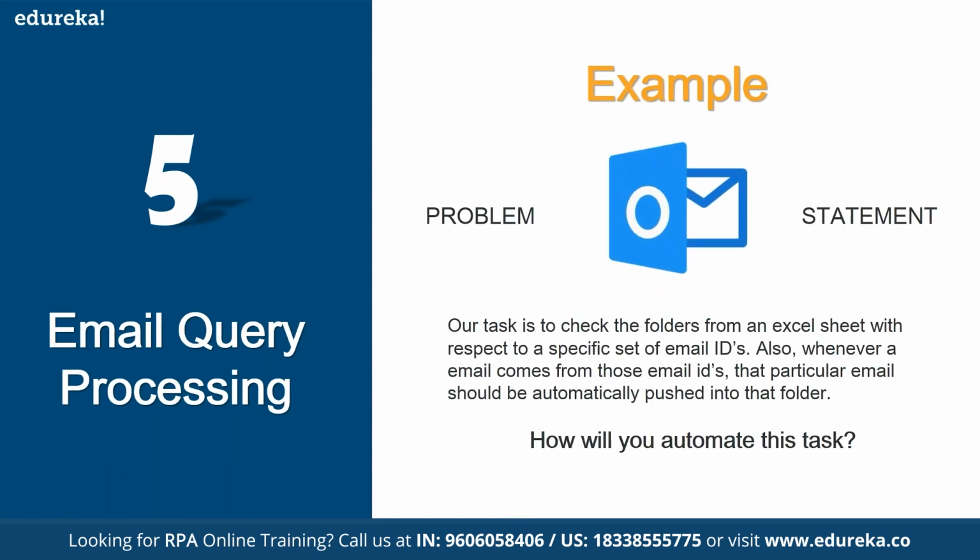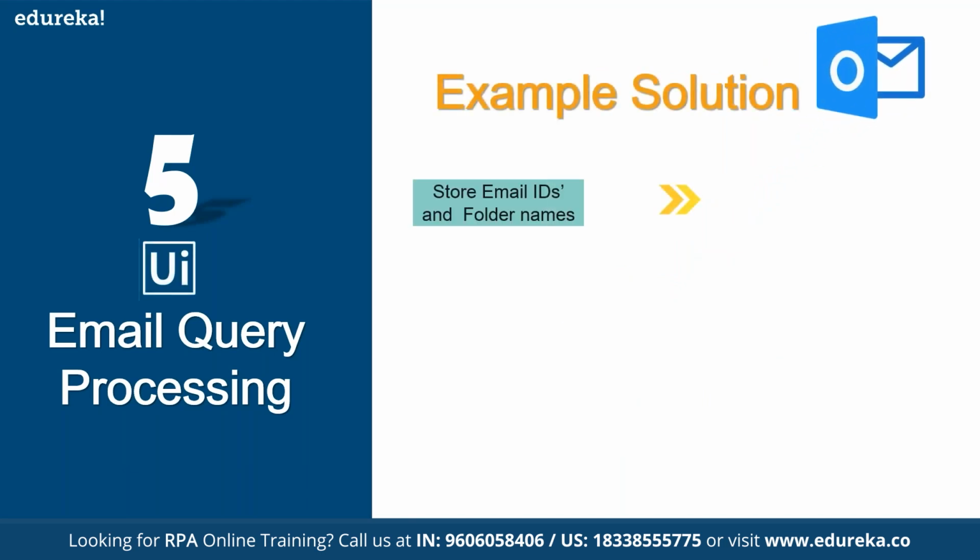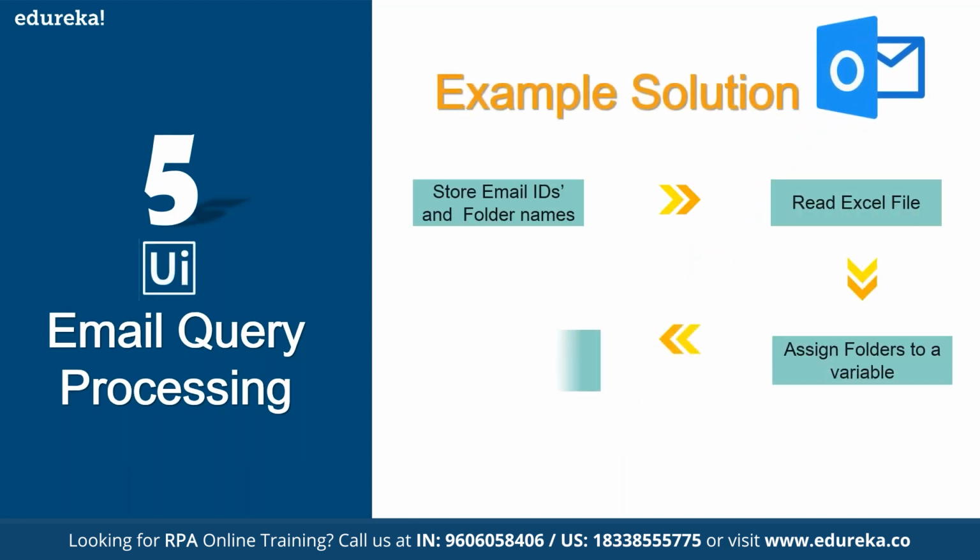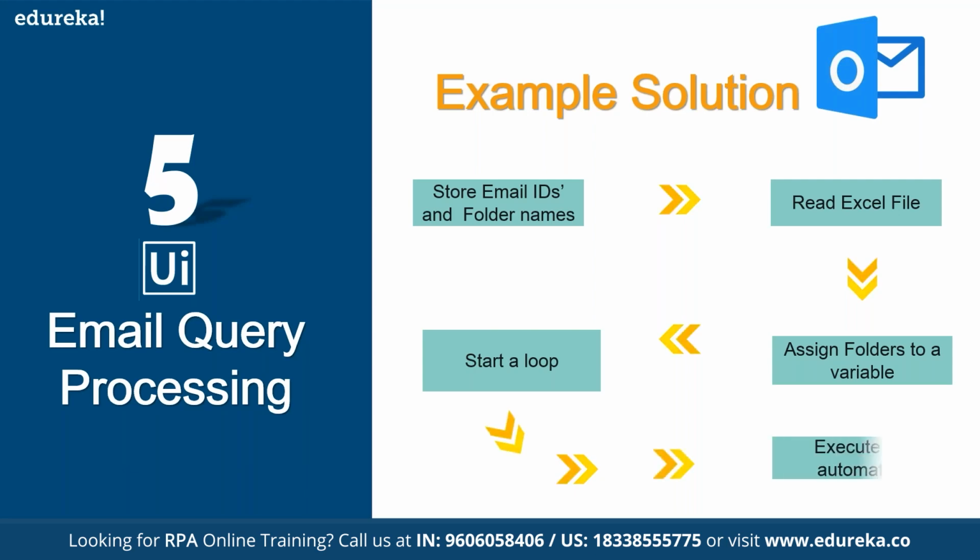So this is what it is. Store email IDs and folder names in an Excel and assign this information to particular variables. From this sender, you have to send to this particular folder. So you have to do that. This information again you have to store in an Excel, start a loop and execute the automation.